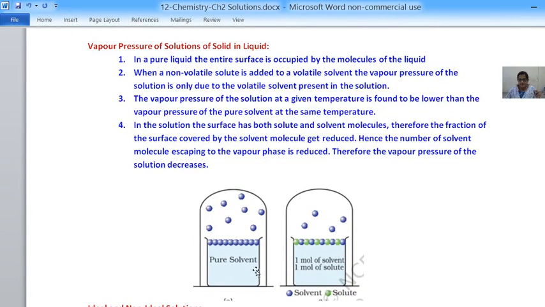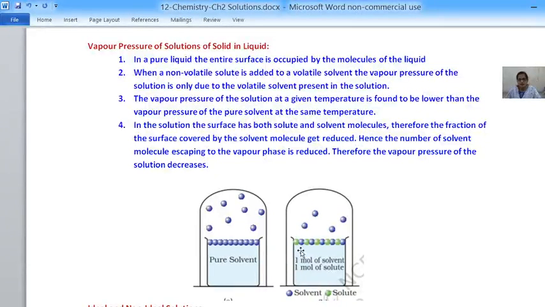In a pure liquid, that is, we are taking only a solvent, the entire surface is covered by the molecules of the liquid. You can see the blue spheres, the entire surface is covered by the molecules of the liquid. Now we are going to add a non-volatile solute to a volatile solvent. Non-volatile solute means that the solute will not escape into the vapor phase. Only the solvent molecules will, since the solvent is volatile and will escape into the vapor phase.